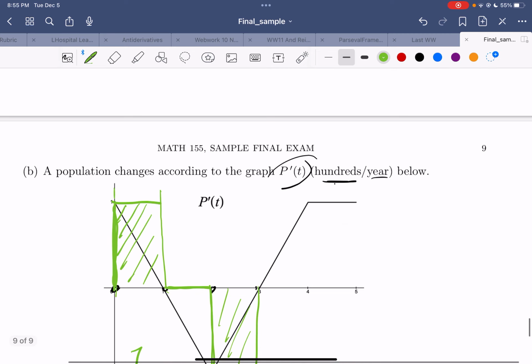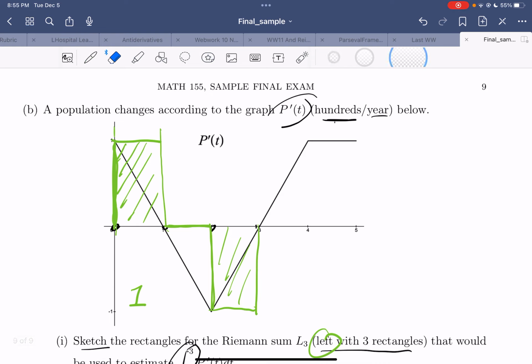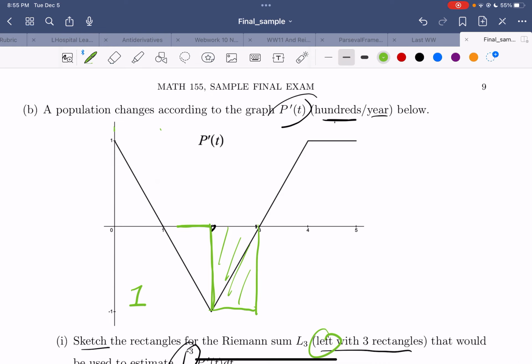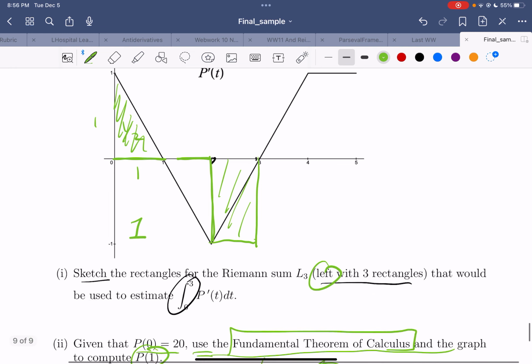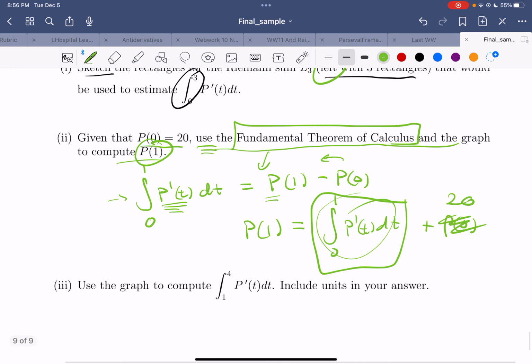This is the area from 0 to 1 underneath our curve, between the curve and the x-axis. That's a triangle. It has base 1, height 1. Its area is 1/2. So this whole crazy looking thing is the number 1/2. P of 1 is 20.5.